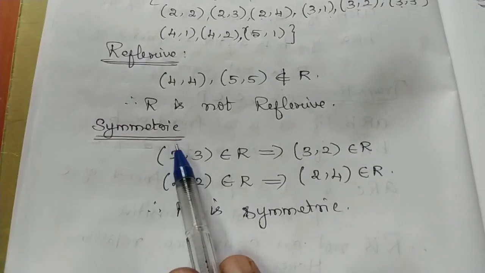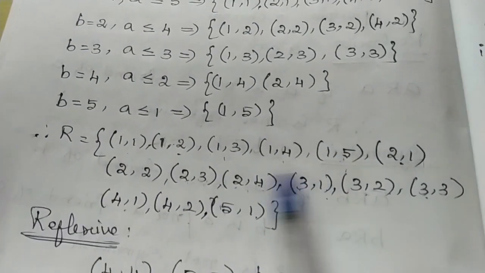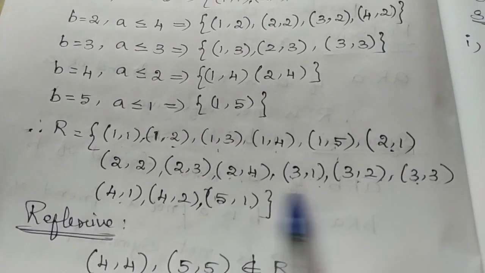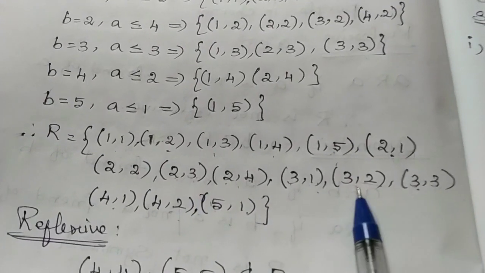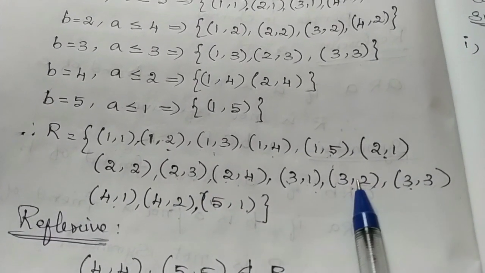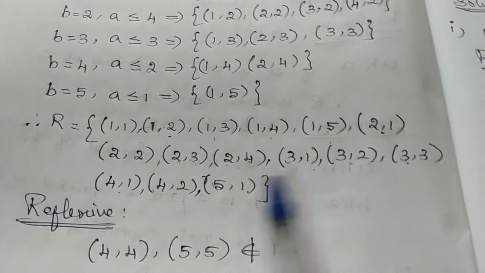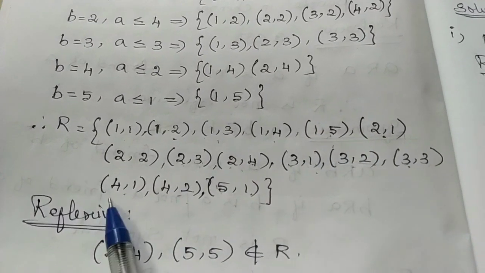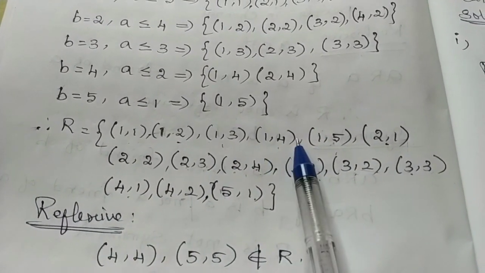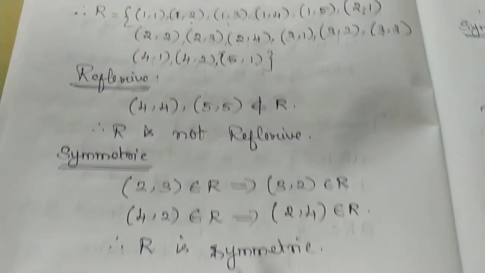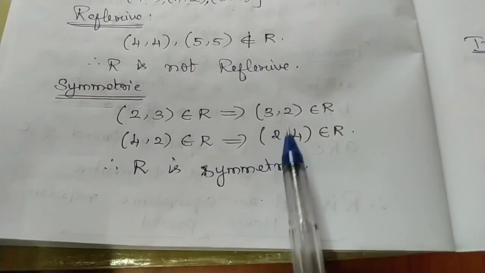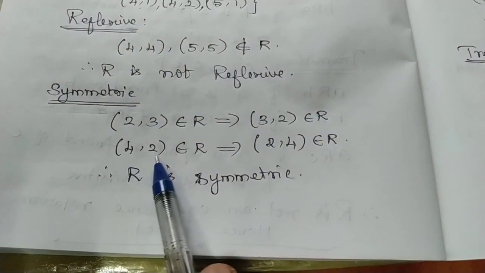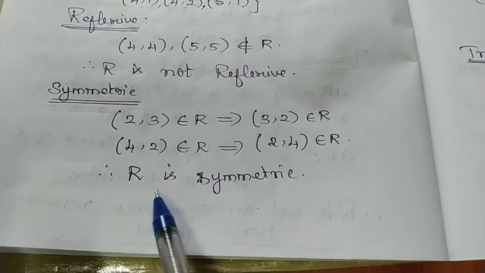Symmetric. (2,3) is in R, and now (3,2) belongs to R. (2,4) is in R, and (4,2) belongs to R. (5,1) is in R, and (1,5) belongs to R. (4,1) is in R, and (1,4) belongs to R. All conditions are satisfied, so R is symmetric.